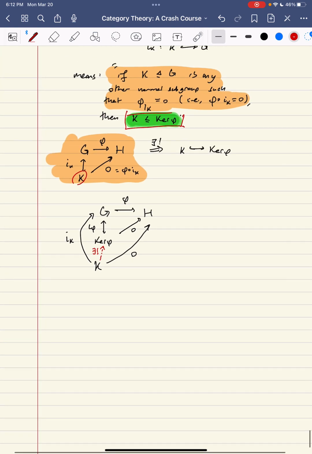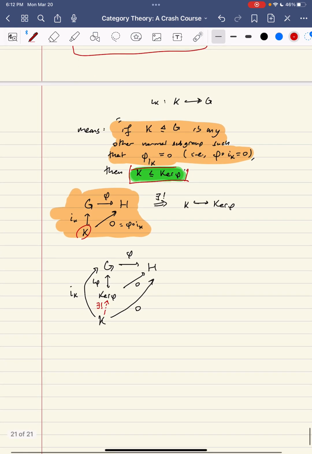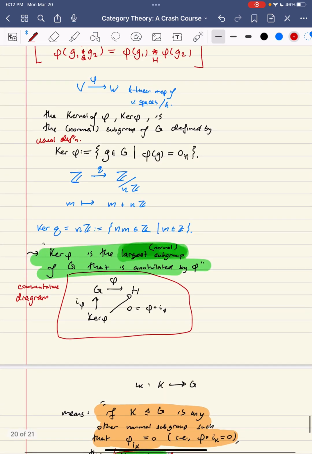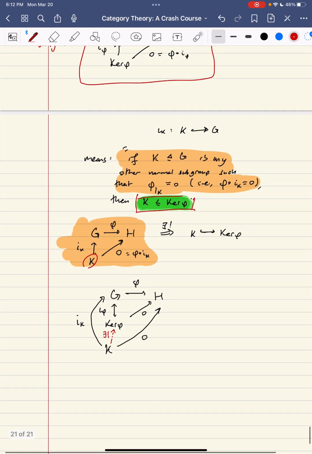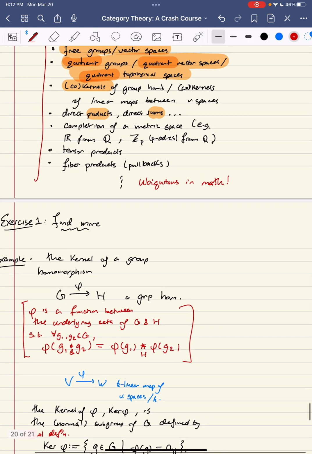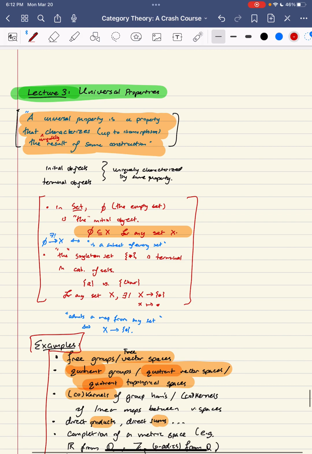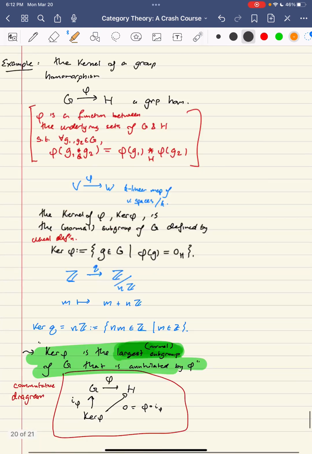Okay, this seems a little unnecessary. On the first pass, maybe it's a little bit cool to phrase things this way, but it's not groundbreaking, right? This just seems like a different perspective. So let's turn it back and recontextualize it in terms of my initial objects and terminal objects.